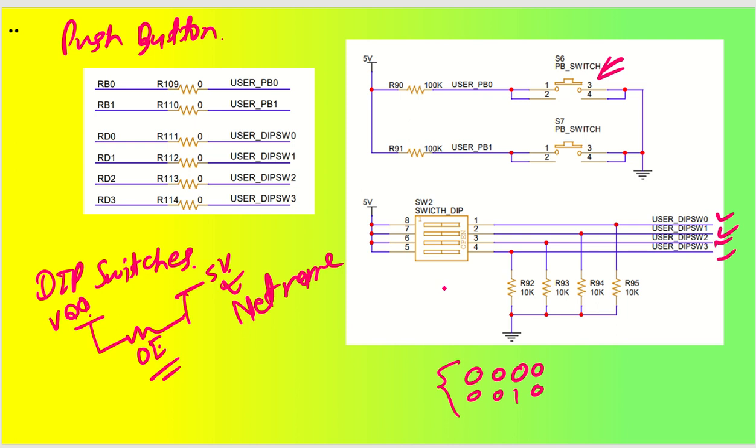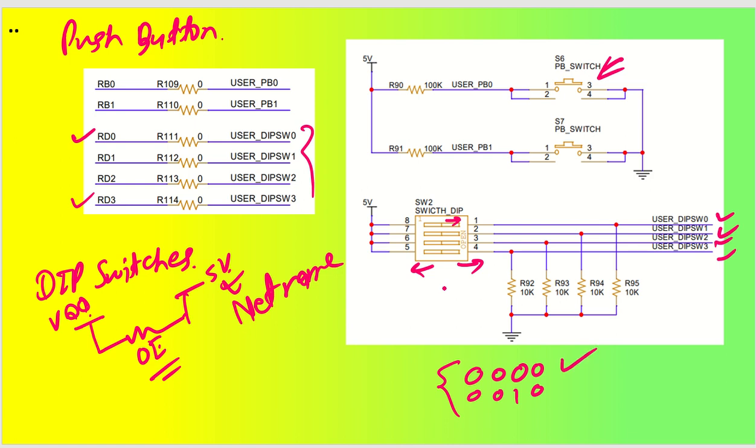So I have sent these to four of our port pins, RD0 to RD3. Got it? Let's say we have to set all of them as 0. What will happen? The dip switch is open on the left side and closed on this side. So I will keep all the slide switches this side. Understood? So all of them will be at 0.